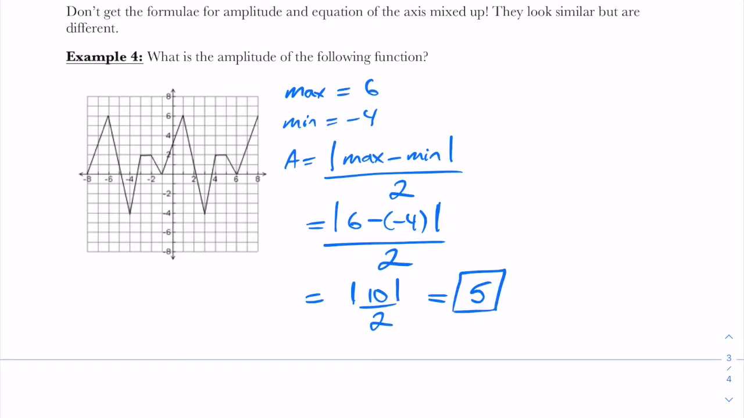And let me just convince you that this really is the amplitude. I know this wasn't part of the question, but let's find the equation of the axis. So remember, that's y equals max plus min divided by 2. All right, the maximum is 6. We add -4 or subtract 4 and divide by 2. 6 minus 4 over 2 gives us 1. So our equation of the axis passes through 1. I'm going to sketch that in the graph.